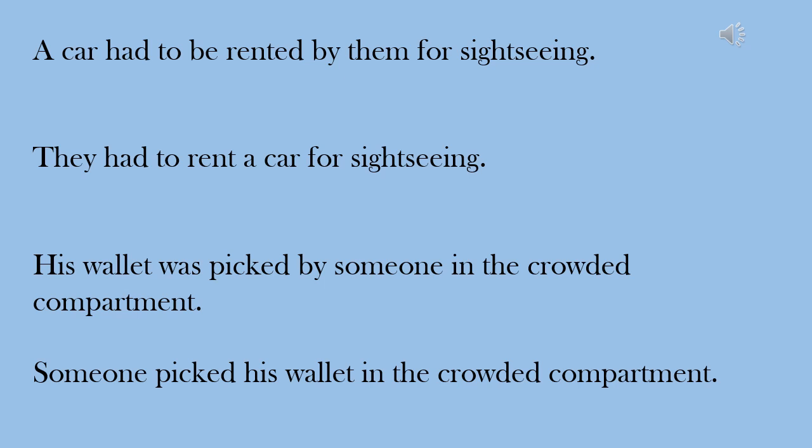A car had to be rented by them for sightseeing. A car is the subject. Had to be rented by them is the predicate. Now here we see that the car, the subject, is not doing any action. Rather the action is being done upon the car. What action? Had to be rented. So this entire thing had to be rented. This action of getting rented is being done upon the car, upon the subject. So the sentence is in the passive voice, not the active voice.